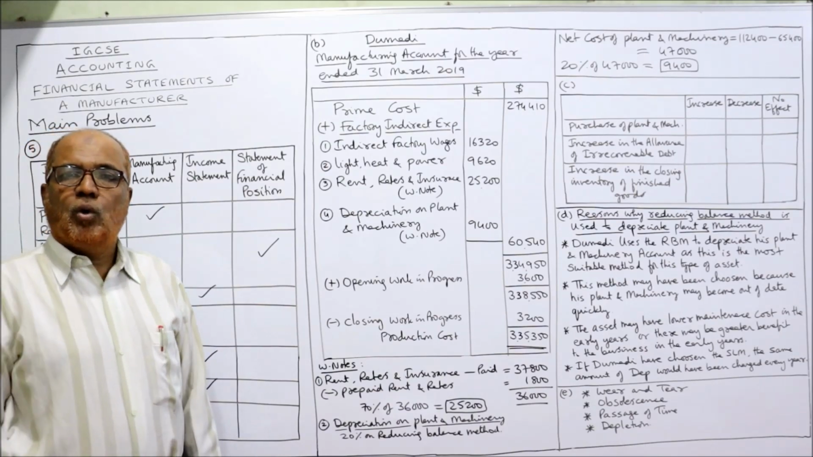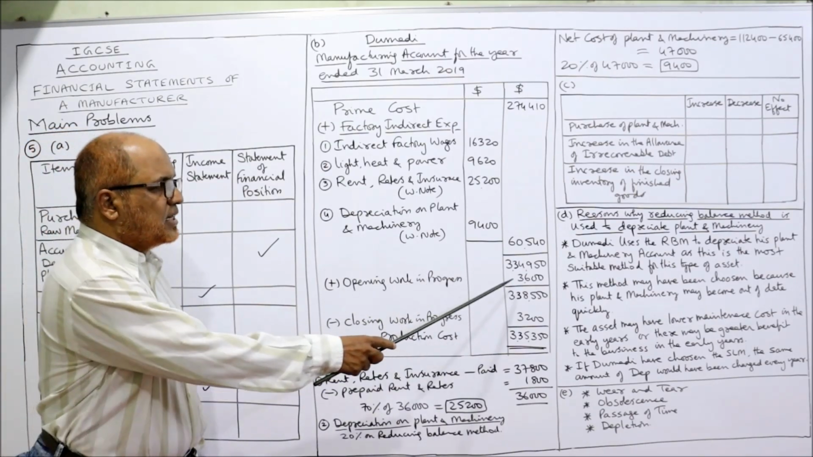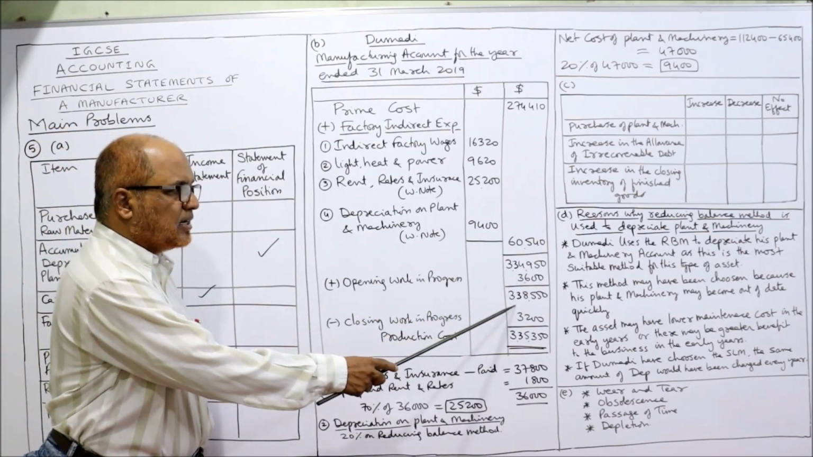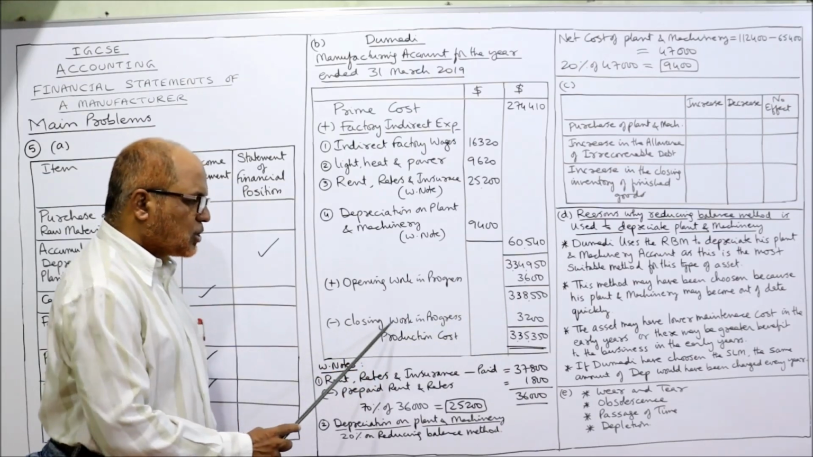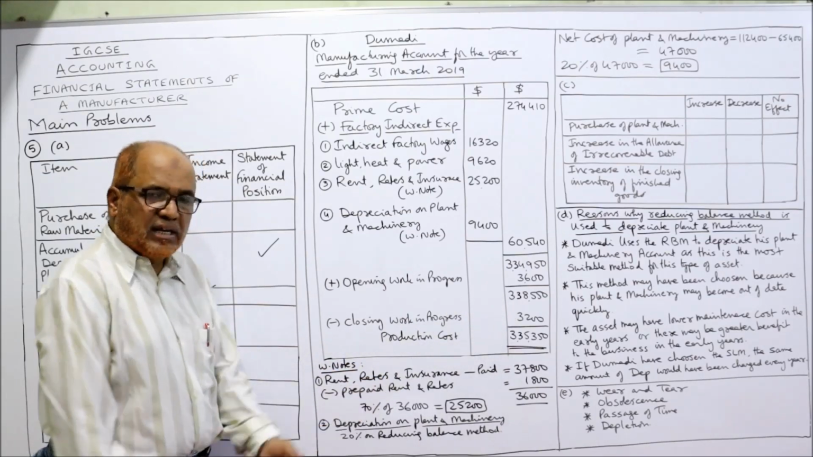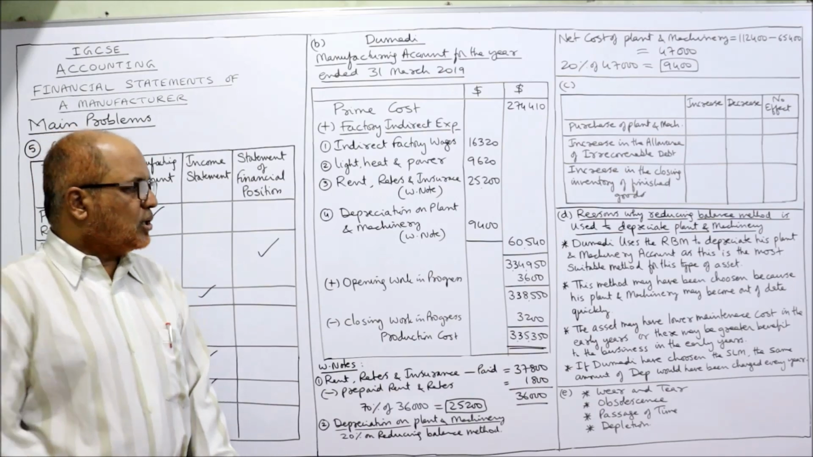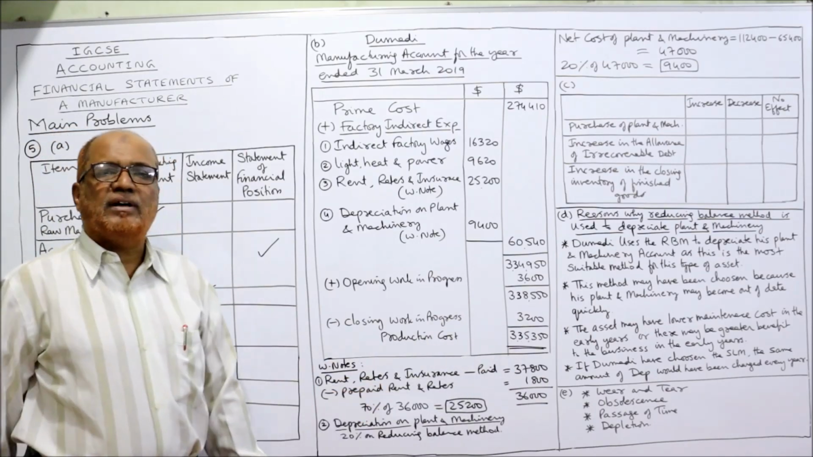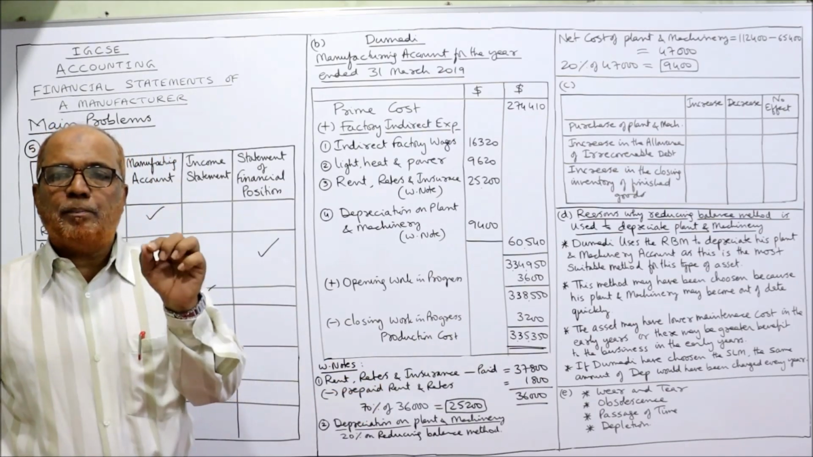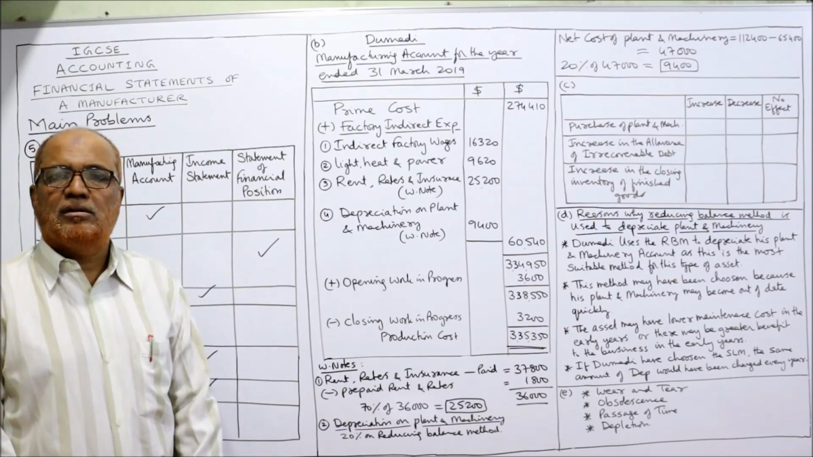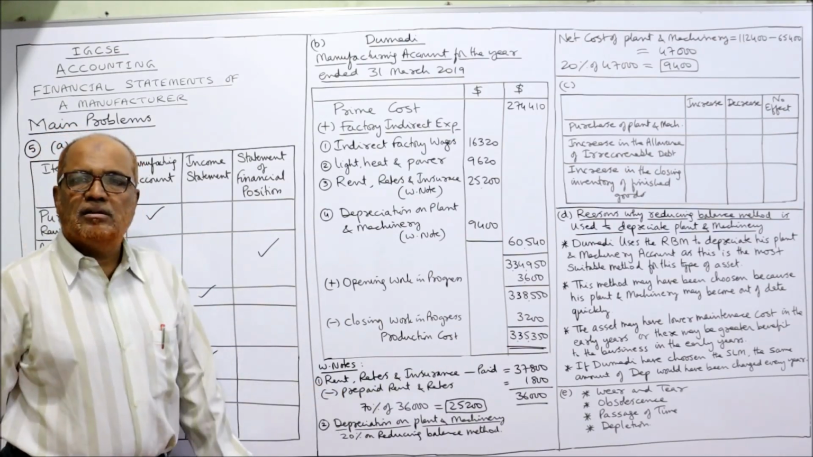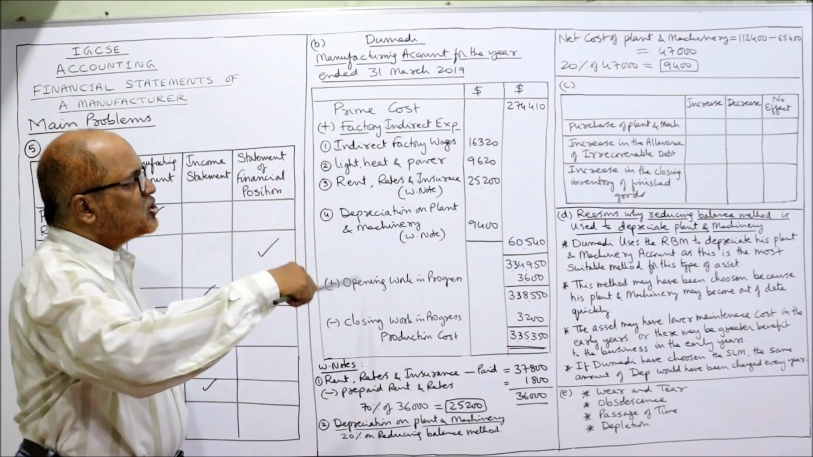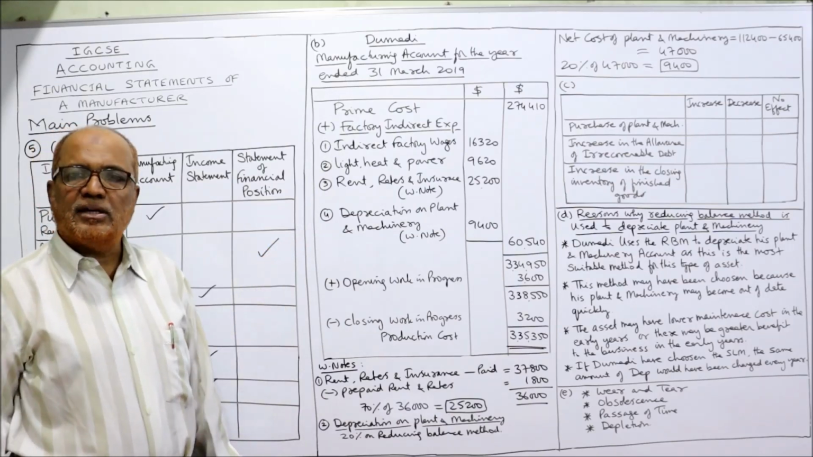work in progress. Opening inventory of work in progress is 3,600, add up 3,600. Then deduct closing work in progress 3,200 given in the problem. So deduct it, 3,35,350. This is the production cost. Production cost, that's it. We have completed the manufacturing account, right?